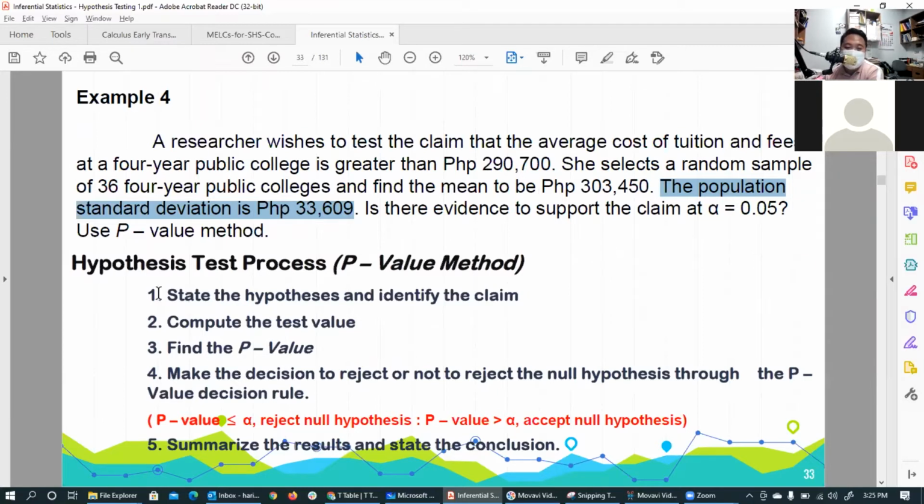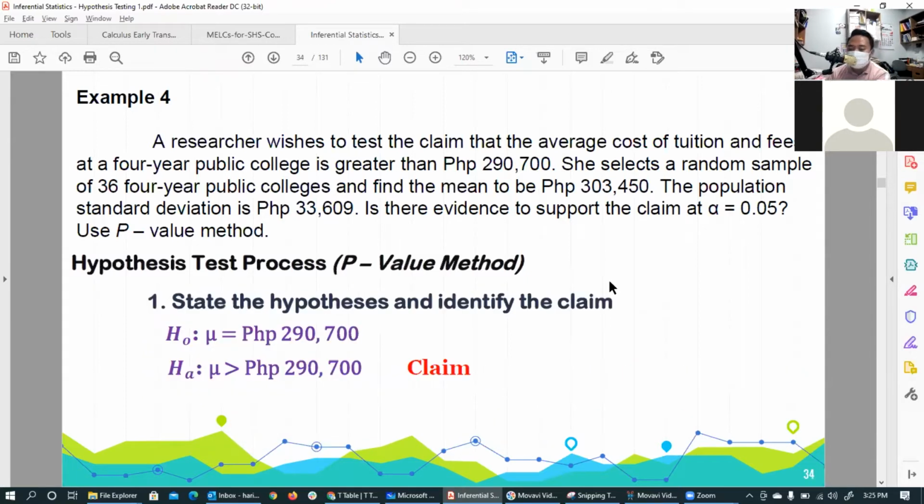So, step one is still the same with the traditional method. You still state the hypotheses. Number two, guys, is compute the test value or test statistic. By the way, kaning step two, guys, is step three ni siya sa traditional method. And then find the p-value and then make the decision if you were to reject or accept the null hypothesis, and then make your summarization. So let's have this problem here. Klaro na kay same naman siya.